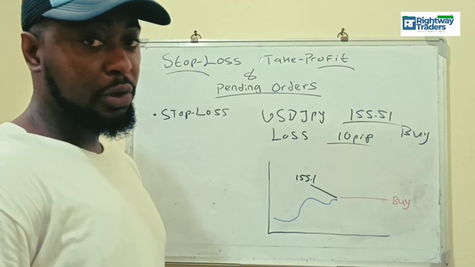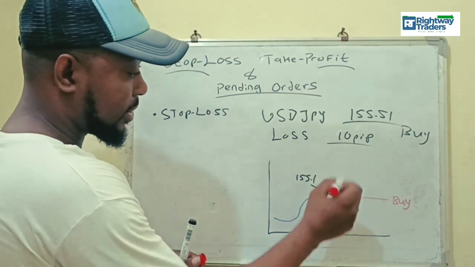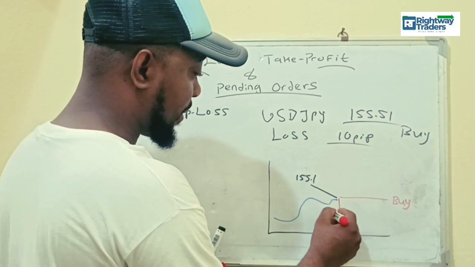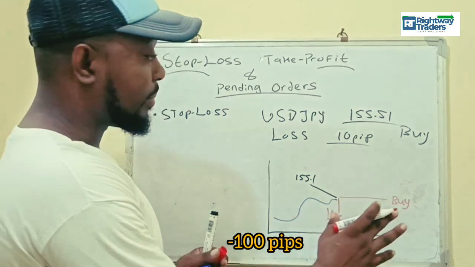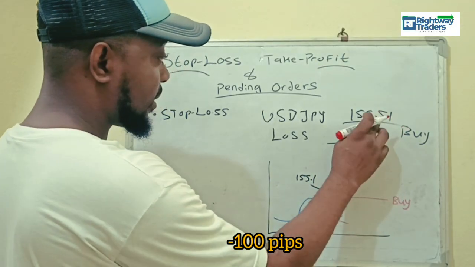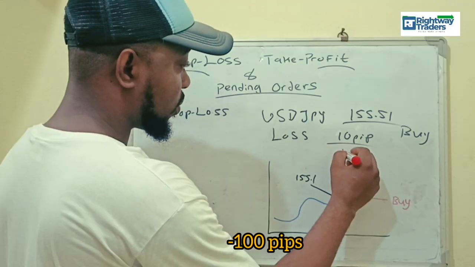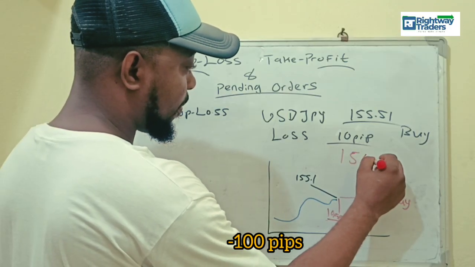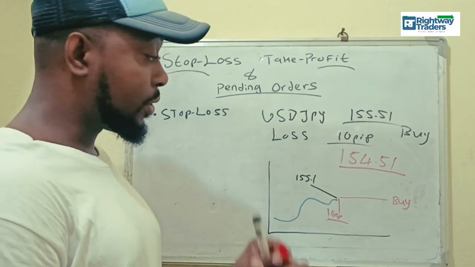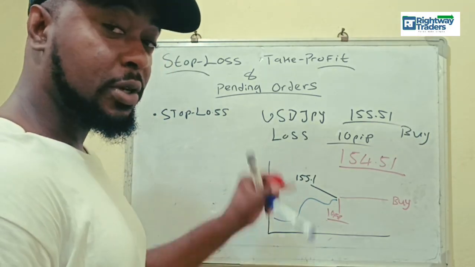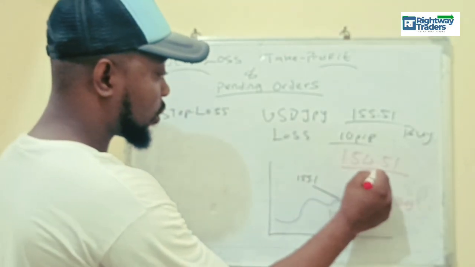So in setting your stop loss, you are telling the market, I'm using this example now, if this price falls down 10 pips, please take me out of the market. Now if your entry price is this, removing 10 pips from this means the price for your stop loss will be 154.51. If you don't understand how to calculate pips, watch our previous video. We explained how to calculate pips on different pairs, JPY pairs and other pairs. So this will now be your stop loss.